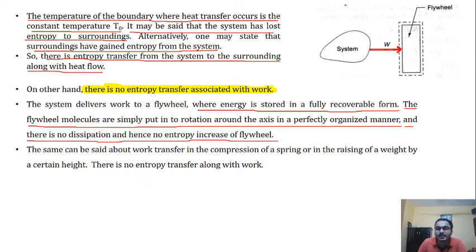Now this is only one example that we took. The same can also be said about a work transfer in compression of a spring or in the raising of a weight by a certain height. These are classical examples of work transfer, and there is no entropy transfer along with the work.